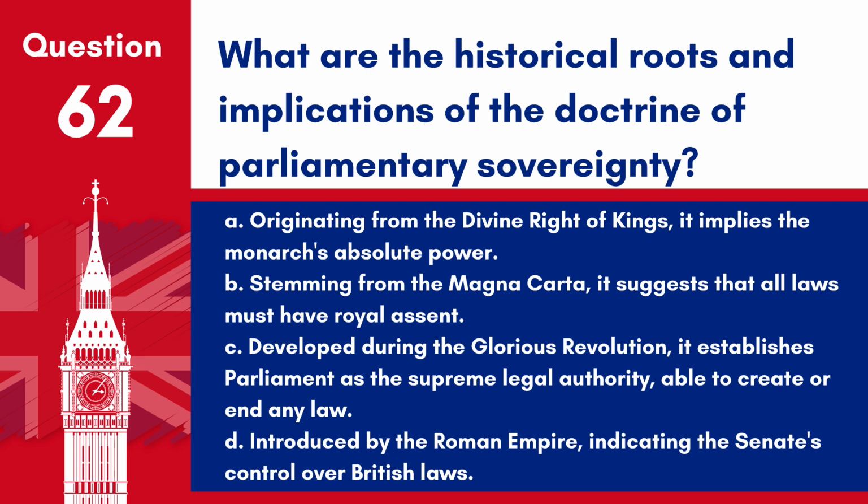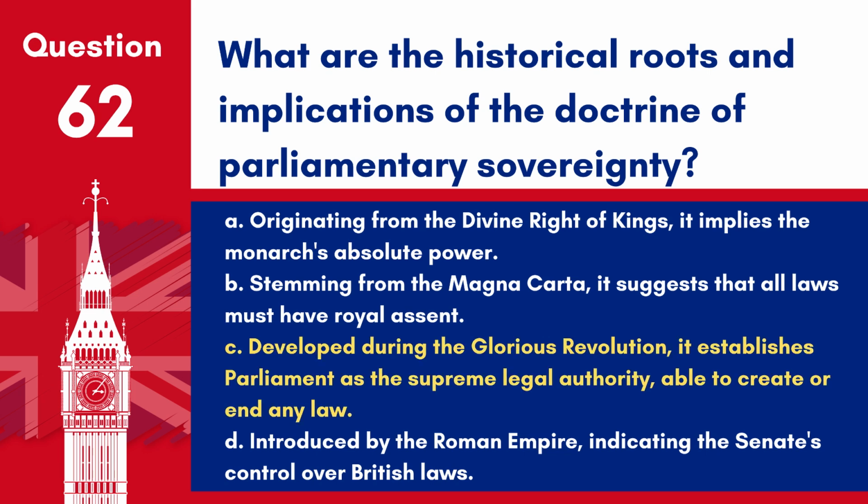A. Originating from the divine right of kings, it implies the monarch's absolute power. B. Stemming from the Magna Carta, it suggests that all laws must have royal assent. C. Developed during the Glorious Revolution, it establishes Parliament as the supreme legal authority, able to create or end any law. D. Introduced by the Roman Empire, indicating the Senate's control over British laws.